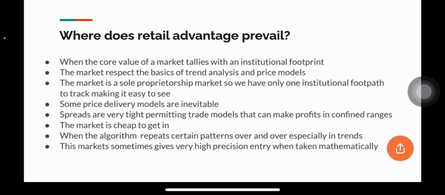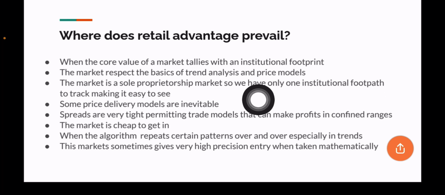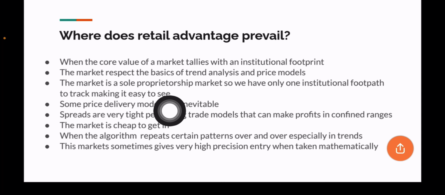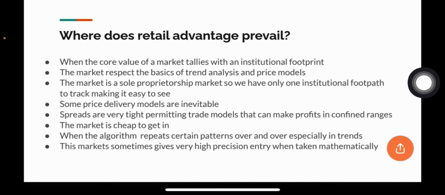Now, some price delivery models are inevitable. Some things are bound to happen in the market and they must happen. Boom must spike, Crash must drop, Jump must jump. So all of these are inevitable in the market. Then another advantage is the spreads are very tight. So some people can actually formulate trade patterns that take rapid profits in very close range, and they can do this very successfully.